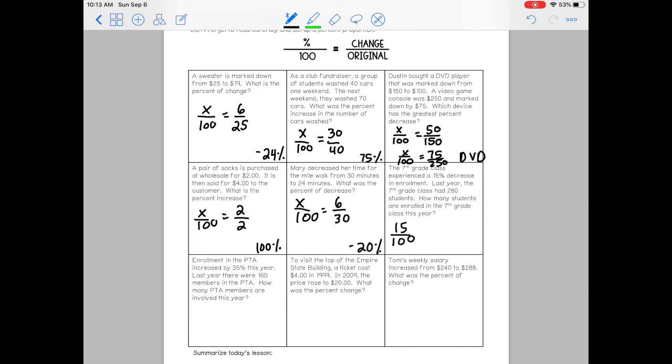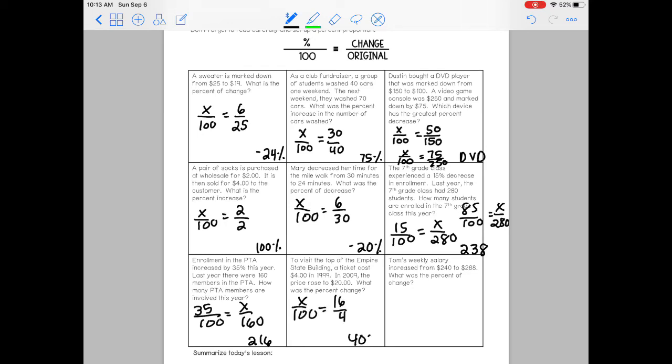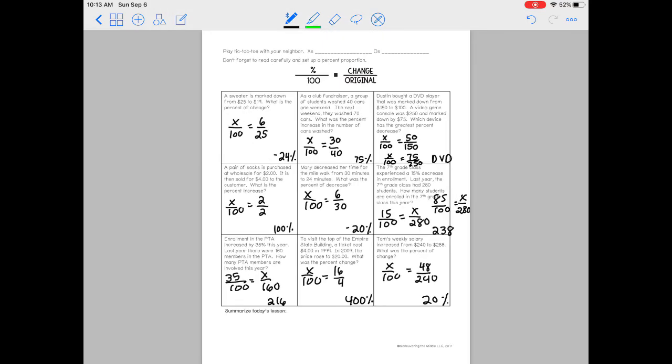15 out of 100 equals x out of 280, which is 238 students. You could have also done 85 out of 100 and x out of 280. You still would have got 238 students. Then we have 35 out of 100 equals x out of 160. You would have got 216 members. You could have also done 135 out of 100 equals x out of 160, and you would have got the same thing. And then for the next one, it would be x out of 100 equals 16 over 4, which gives us 400%. And lastly, we get x out of 100 equals 48 out of 240. We get 20%. That is all for today. Have a good one.